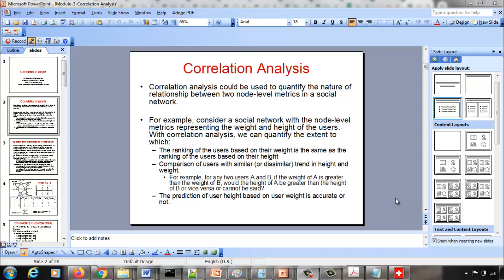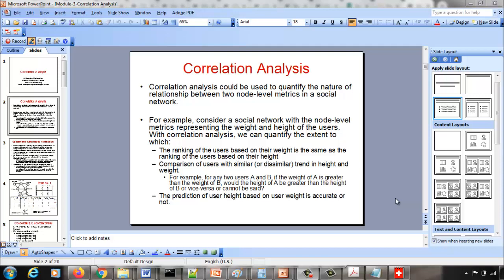With correlation analysis, we can also do some prediction of one metric using the values of the other metric. For example, you can do the prediction of the user height based on the values of the user weight, and you can also say how close this is to the real value.